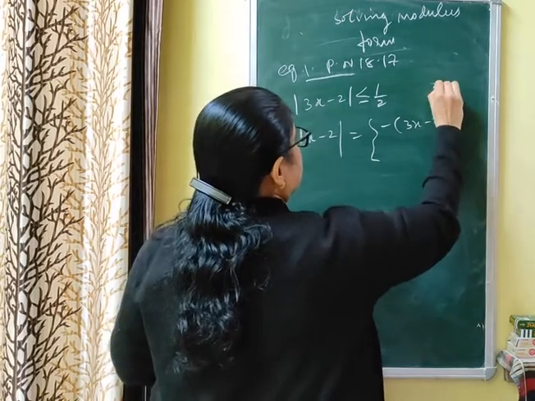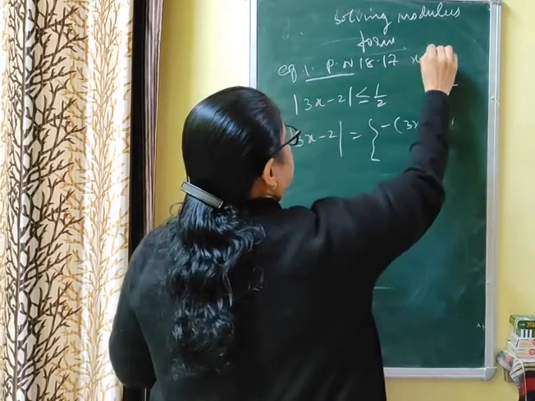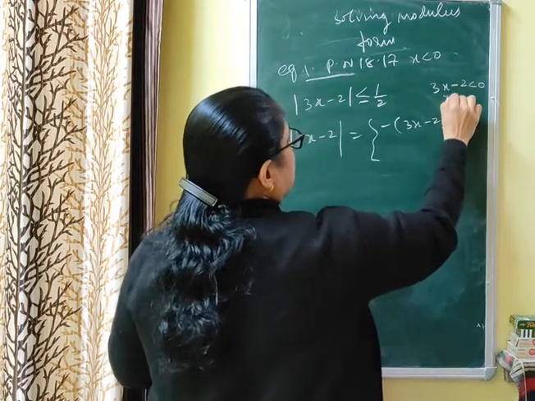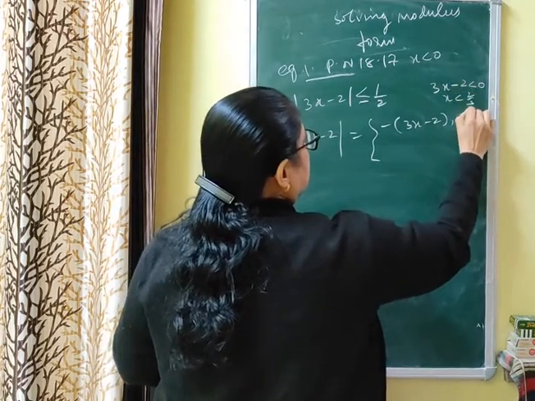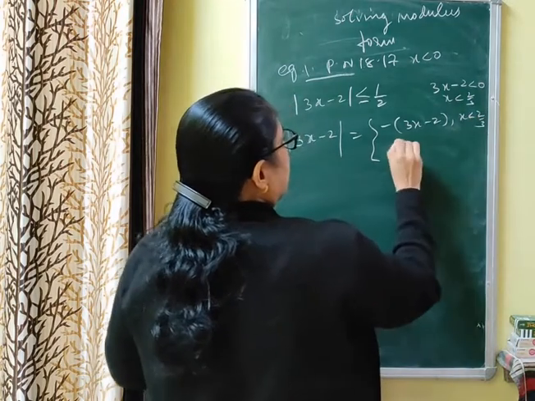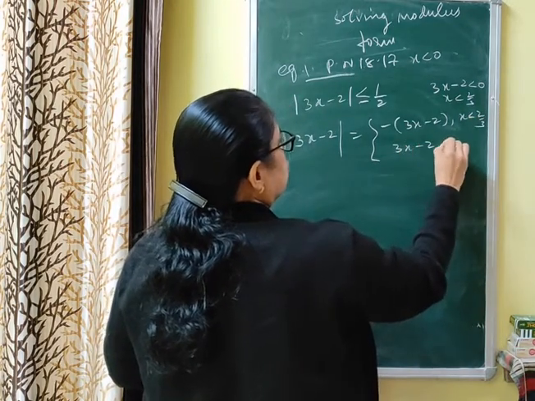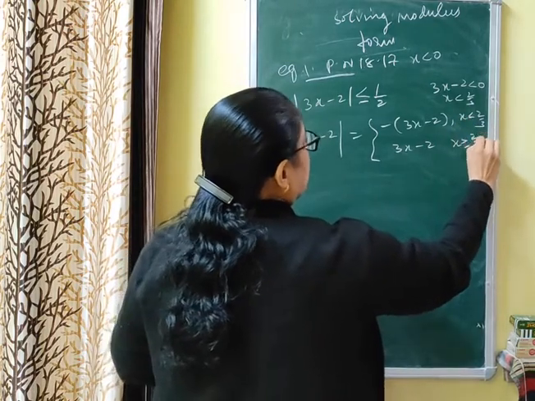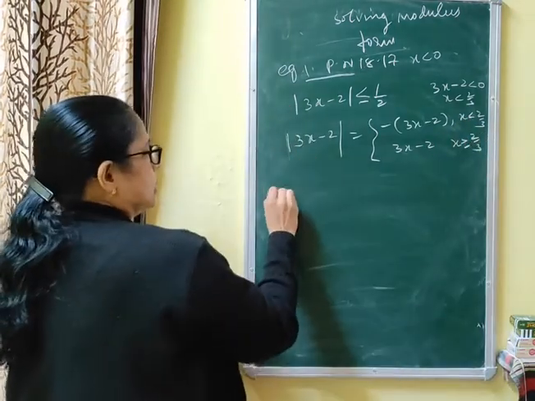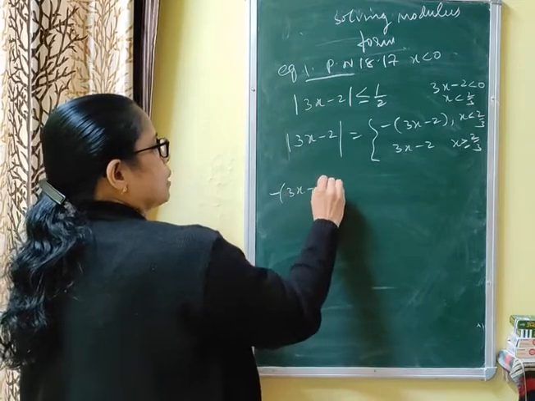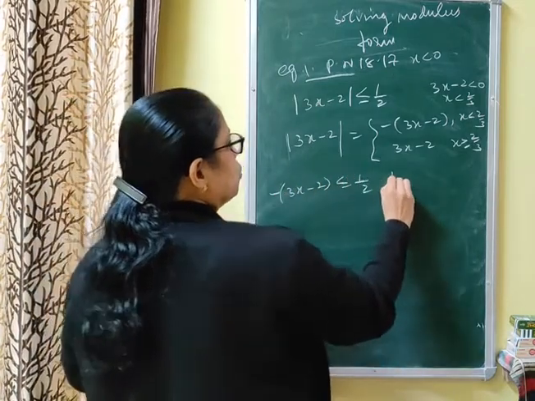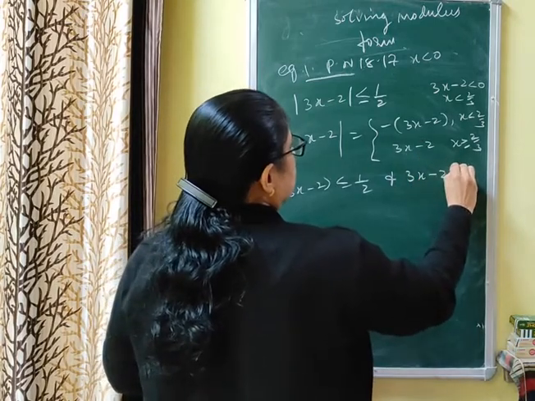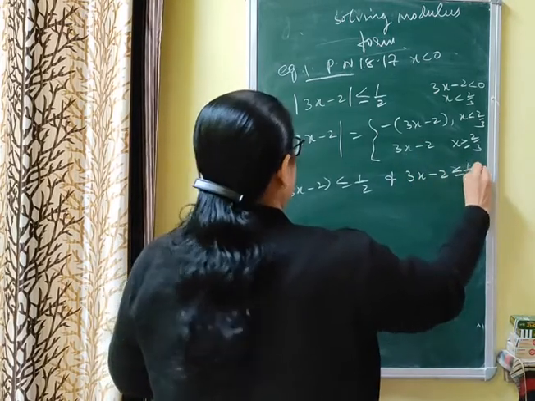If 3x minus 2 less than 0 in our formula, that means x less than 2 by 3. That is x less than 2 by 3. And positive 3x minus 2, the equal to sign will be in the positive case, not in the negative, for x equal to 2 by 3. That means first condition, minus of 3x minus 2 less than or equal to 1 by 2, and both conditions you have to take, 3x minus 2 less than or equal to 1 by 2.